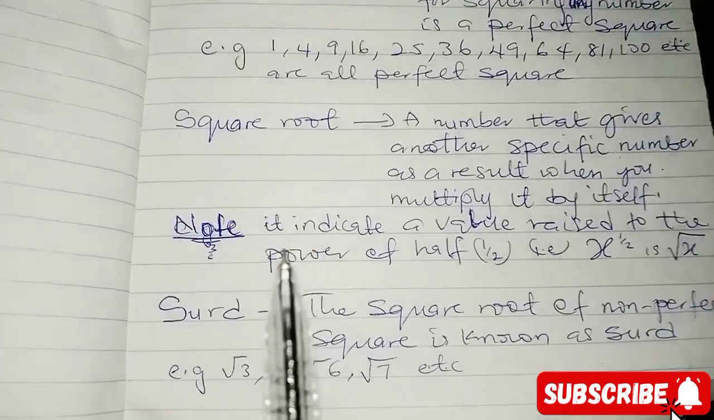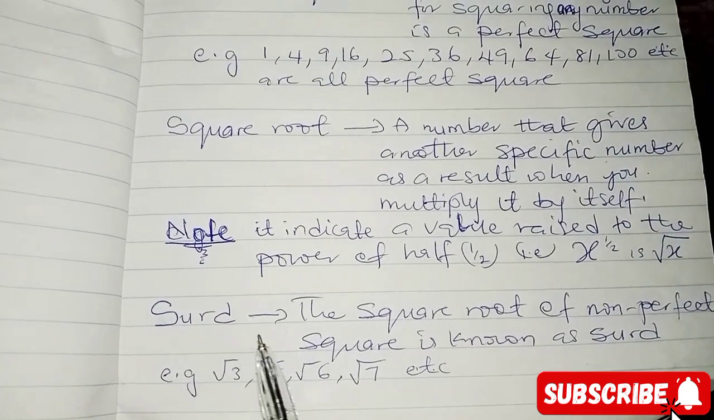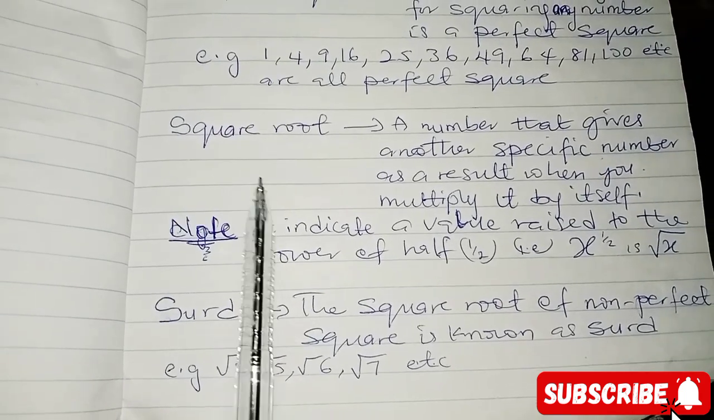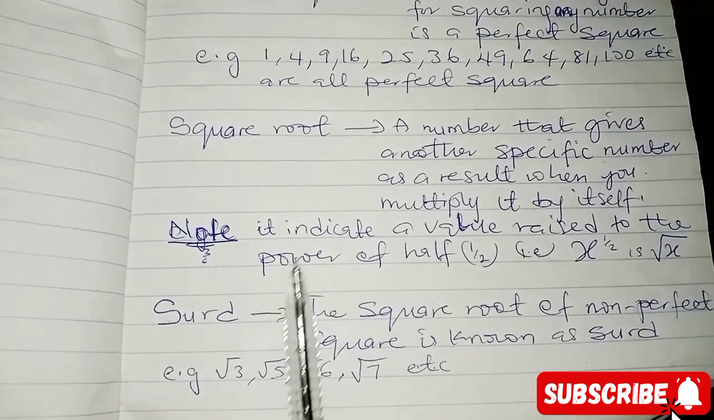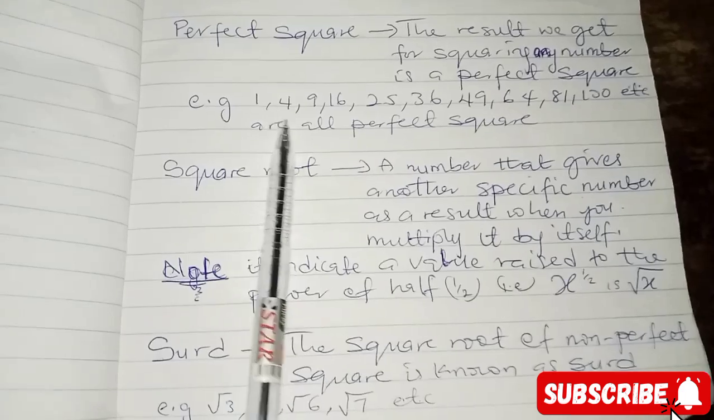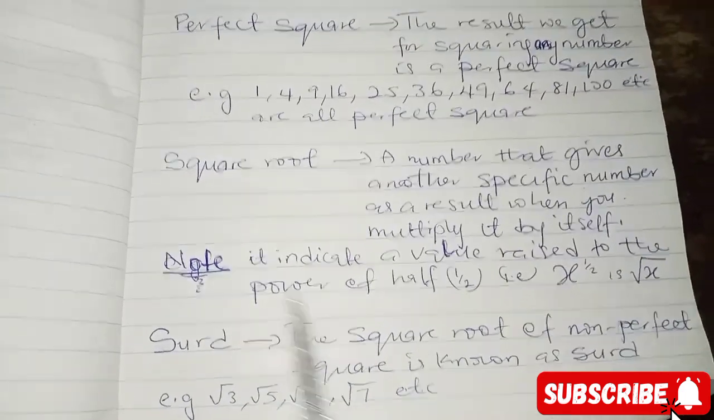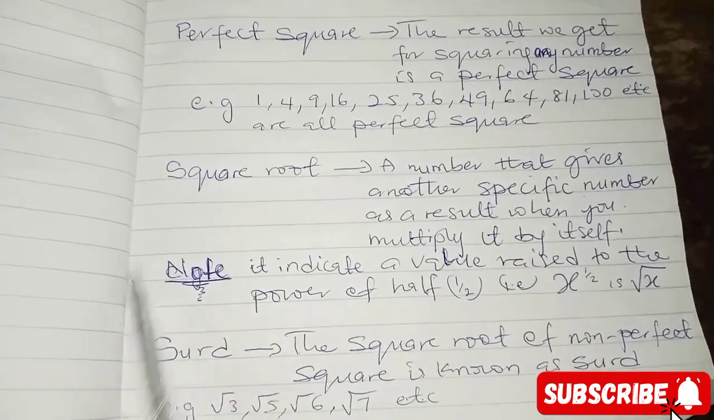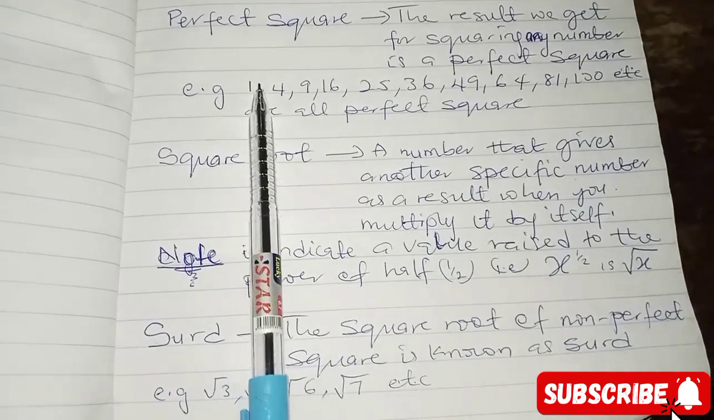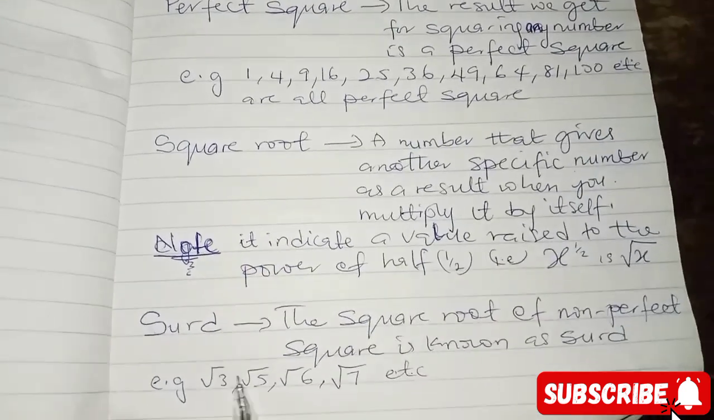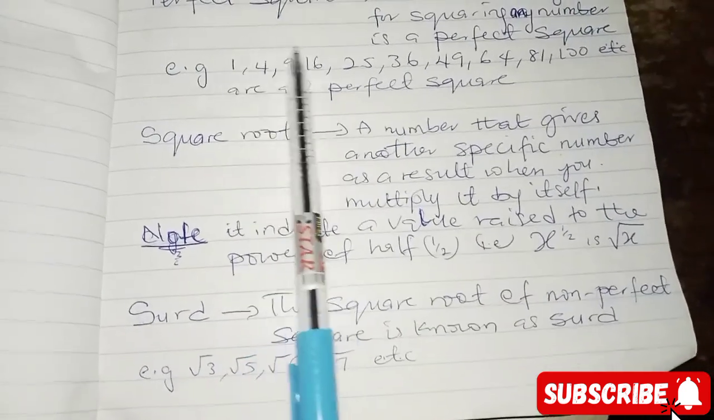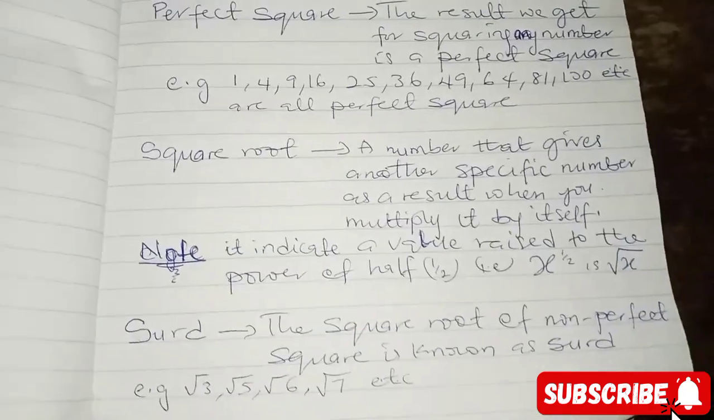We're going to be showing the secret of looking for the square root of perfect square and non-perfect square, meaning square root of perfect square and surd. So we're going to be looking for the square root of all these values and the square roots of some of the values here. So we're going to look at it.